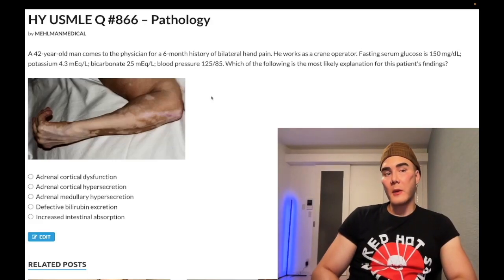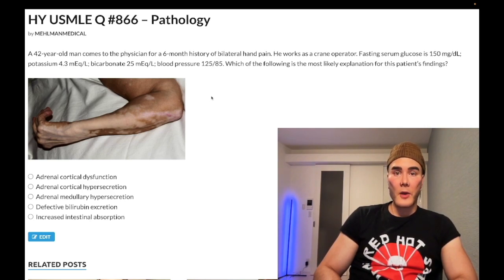How's it going, guys? We have a medium difficulty question for pathology, Step 1, internal family medicine, TCK. A 42-year-old man with a 6-month history of bilateral hand pain works as a crane operator. Fasting serum glucose is 150 milligrams per deciliter, should be 72 to 99. Impaired fasting glucose is 100 to 125. Two fasting glucoses of 126 or greater is diabetes mellitus.